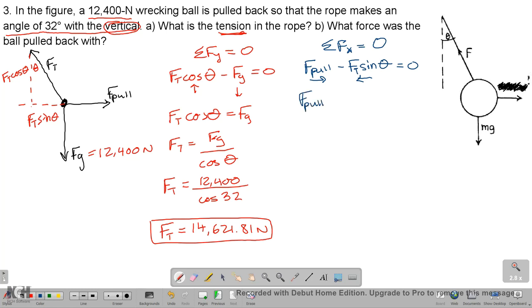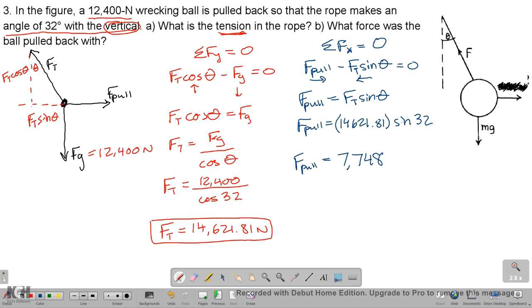So F pull is equal to Ft sine theta when we add it on each side. And now this is where we can plug in our 14,621.81 times sine of 32. This is going to give you a force of 7,748.38 newtons.